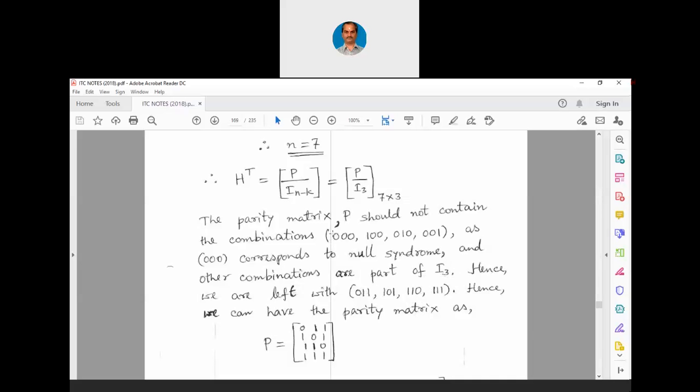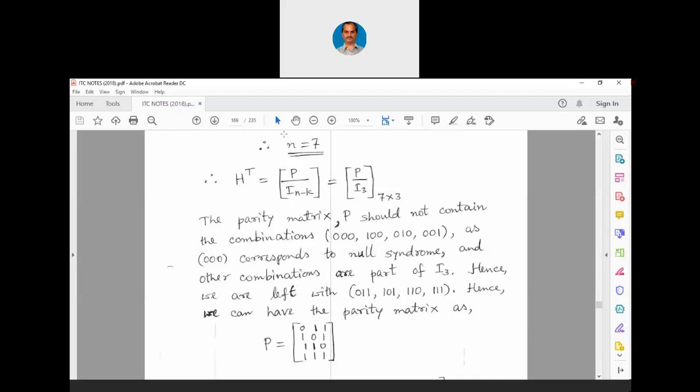From 0 0 0 till 1 1 1, we have a total of 2 power 3 equals 8 combinations. Out of the 8 combinations, we have to discard 4, because one is a null syndrome and the other 3 are part of the identity matrix. We are left with only 4.